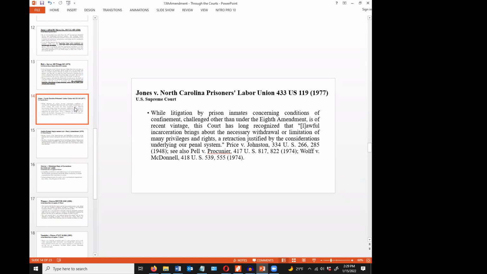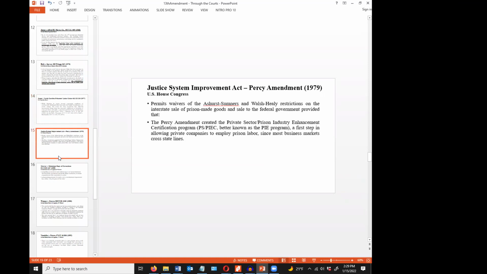The case further went on, mentioning that basically they didn't have the ability to organize and form a union, because if they were able to form the union, then they could also start establishing what rules would go on within the jails. So that's why the court shot that down.